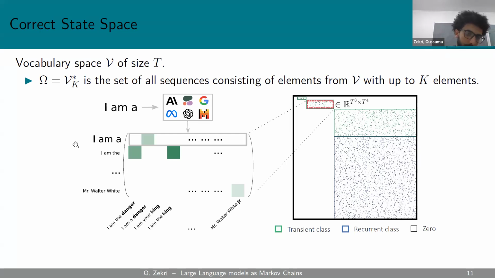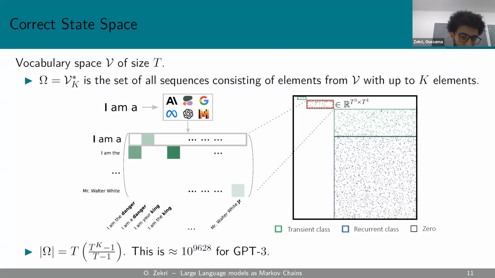So for example, you start from "I am a", and you will predict "I am a danger" with this probability, right? But this Markov chain, the size of this matrix is finite, so what is the size of this state space? By simple calculus, you can derive that the size of the state space is this number, which is basically something like 10 to the power 10,000 for just GPT-3.